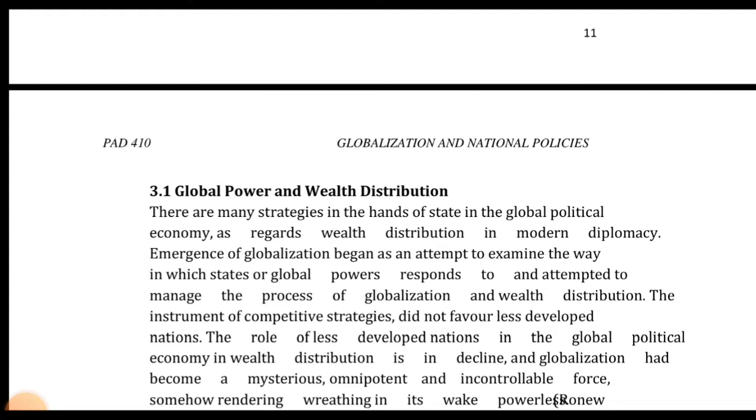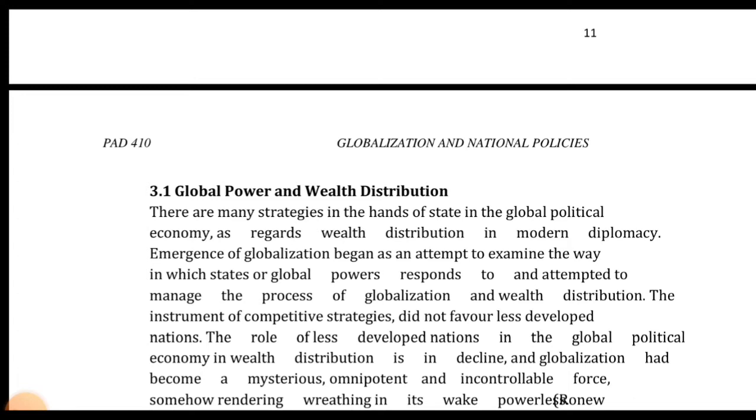Now, global power and wealth distribution actually came into existence because there are some states that are well developed and others that are not. How do they go about distributing this wealth? Because this wealth is not an island of wealth. They got wealth from the support of other nations. In order for a nation not to be a monopoly of the wealth, there has to be a proper distribution to other nations.